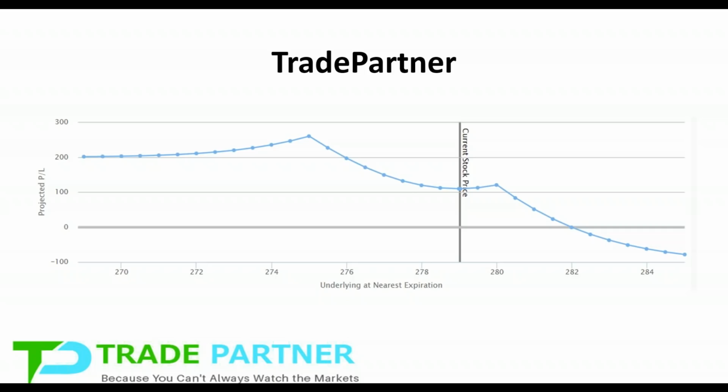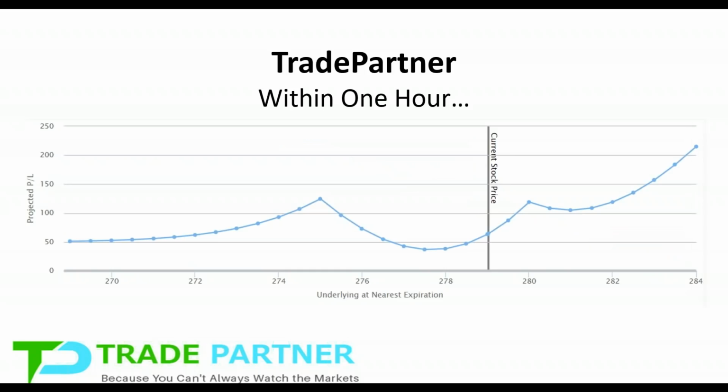And I specified what better price I wanted it to be placed at. And so sure enough, within 5 minutes of the open, this trade was filled. And within 1 hour, my 4th leg was added to this trade, creating this trade. Okay, so that's within 1 hour.